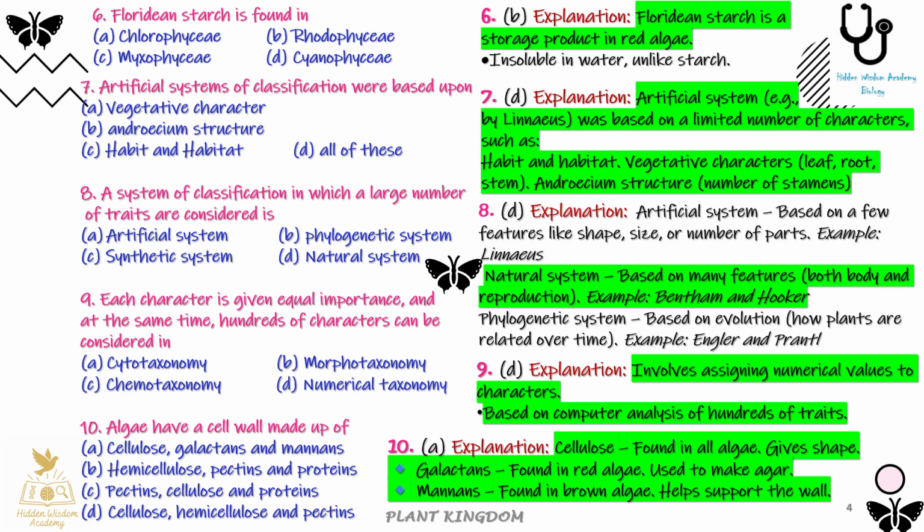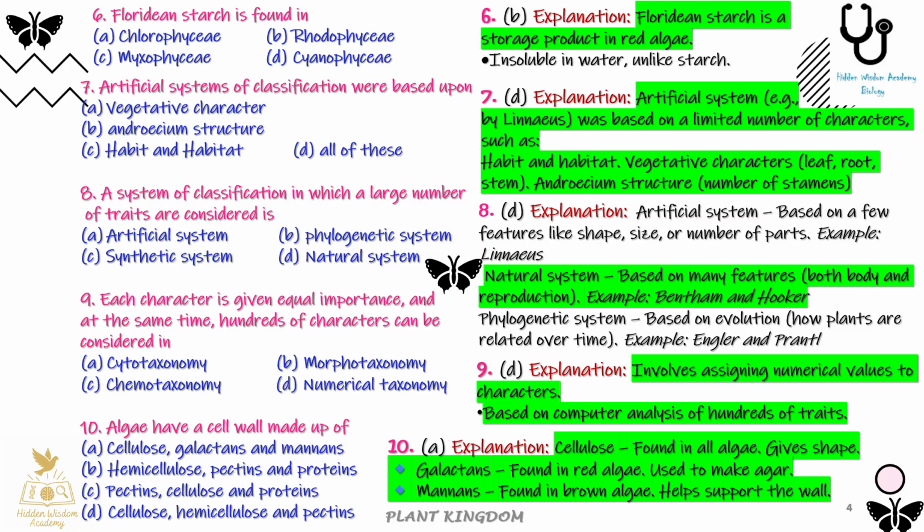Question 8. A system of classification in which a large number of traits are considered is. Option A, artificial system. Option B, phylogenetic system. Option C, synthetic system. Option D, natural system.